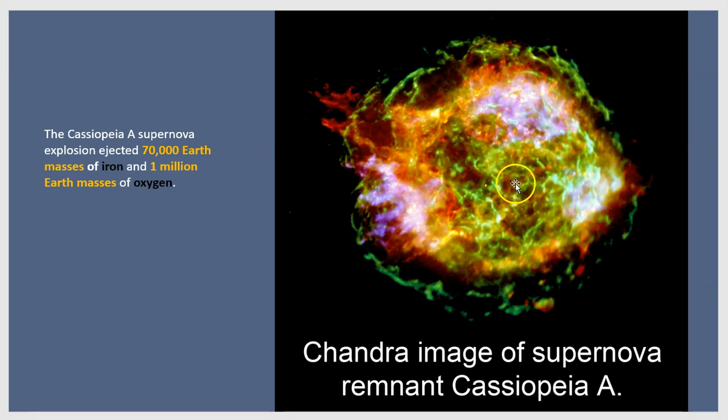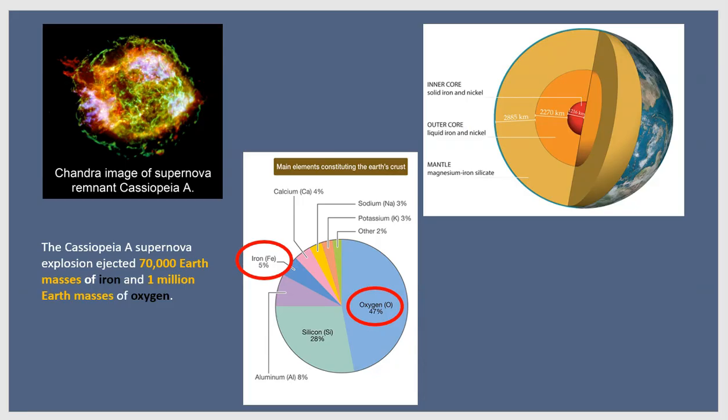For example, this is a picture of the supernova remnant, so the remains of a supernova, Cassiopeia A. And that supernova explosion ejected 70,000 Earth masses of iron and 1 million Earth masses of oxygen. In other words, these stellar explosions are producing large quantities of the heavier elements. You'll recall the core of the Earth had a lot of iron. And oxygen, in fact, is the most abundant element on the Earth. Well, a supernova is producing 70,000 times as much iron as exists on the entire planet, or 1 million times as much oxygen as exists on our planet. That's a lot of material.